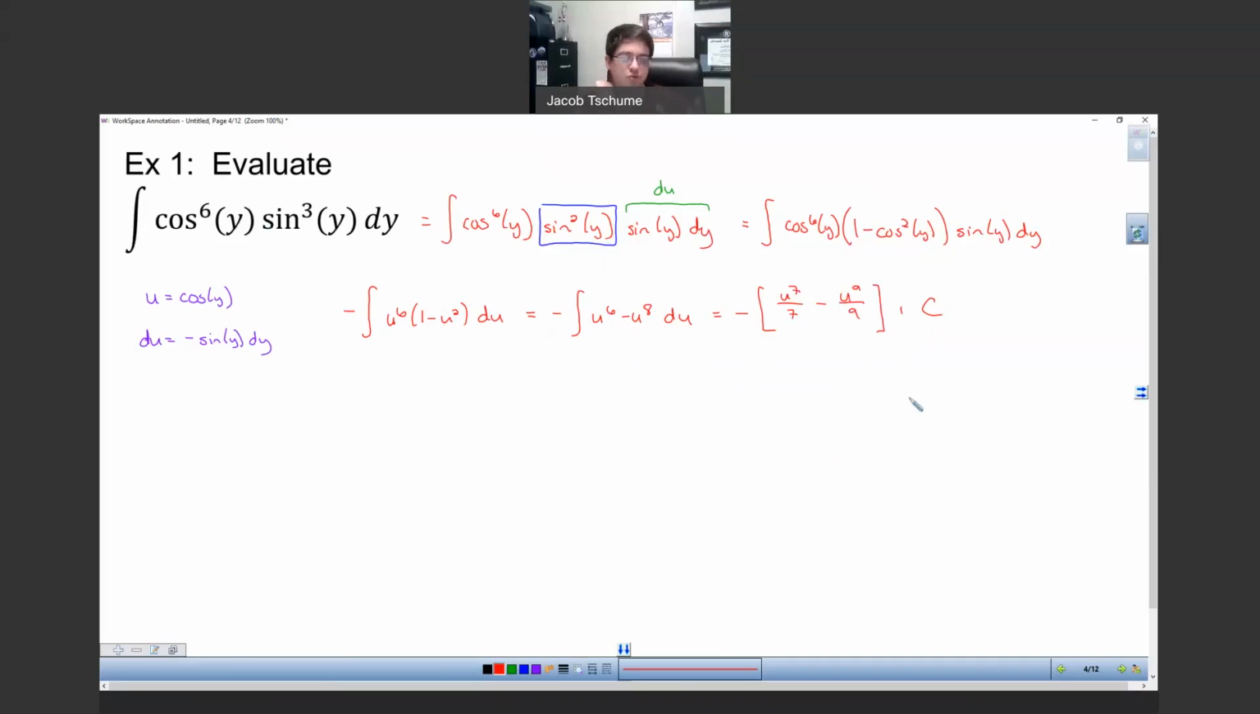And then I'm going to do two things here. I'm going to distribute that negative that we kept from the very beginning of the u sub to both terms, and you're going to plug your u back in. So your final answer should be negative cosine to the 7th of y over 7 plus cosine to the 9th of y over 9, and then plus your arbitrary constant c. And that is how you would do the strategy of when one of your trig functions is odd, breaking off the term.